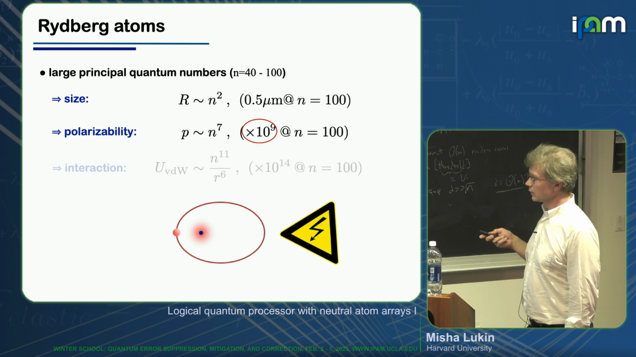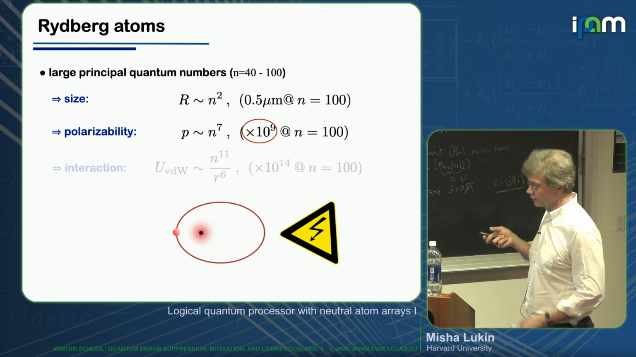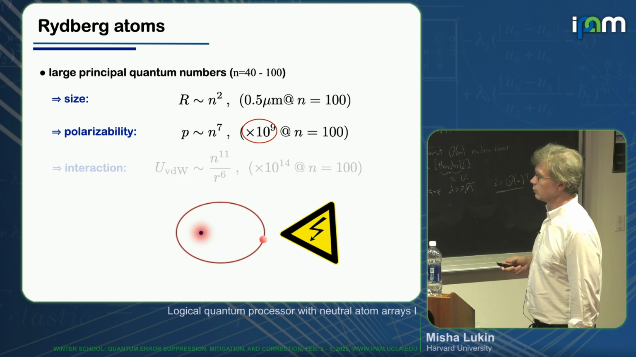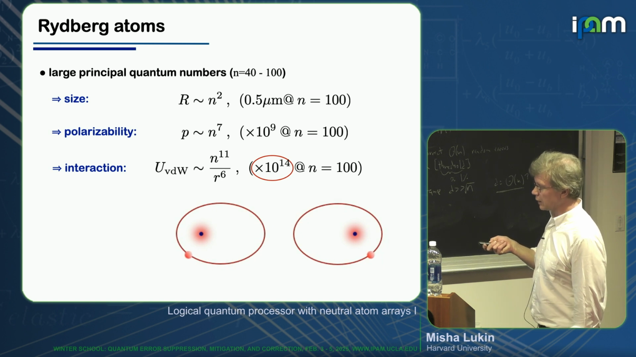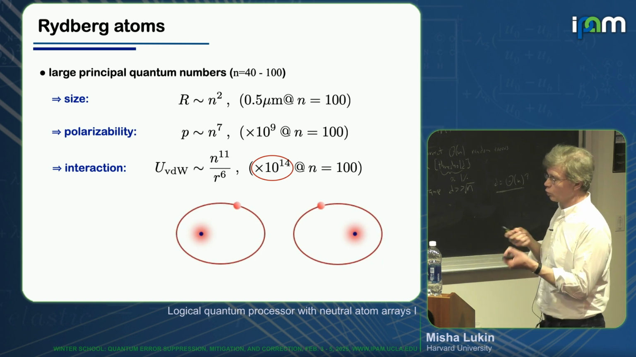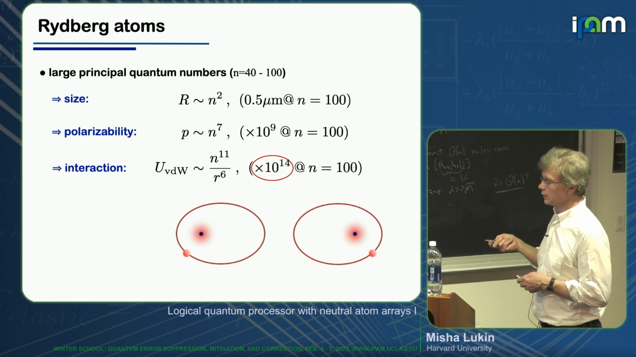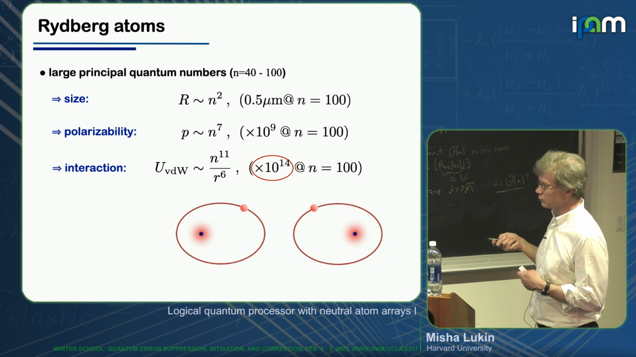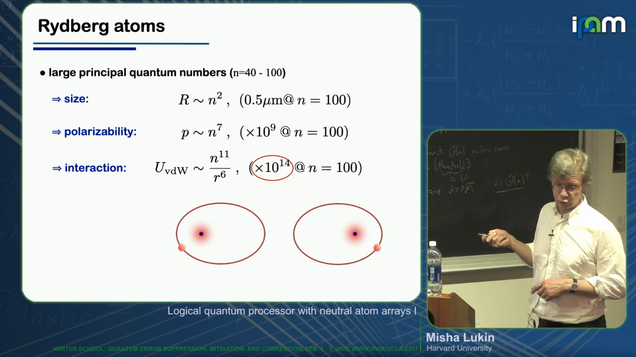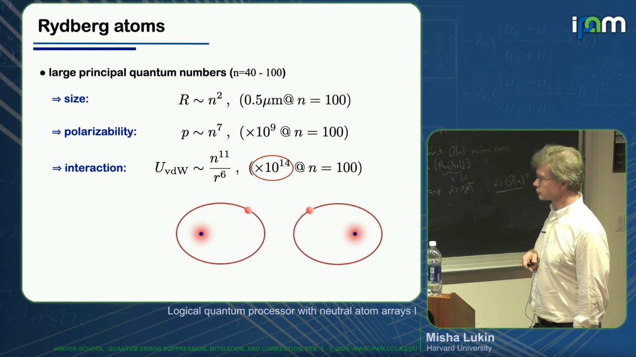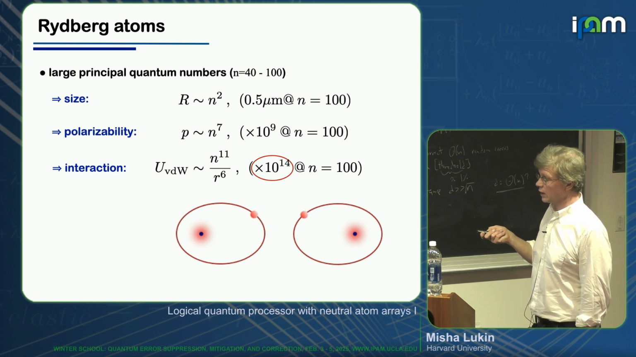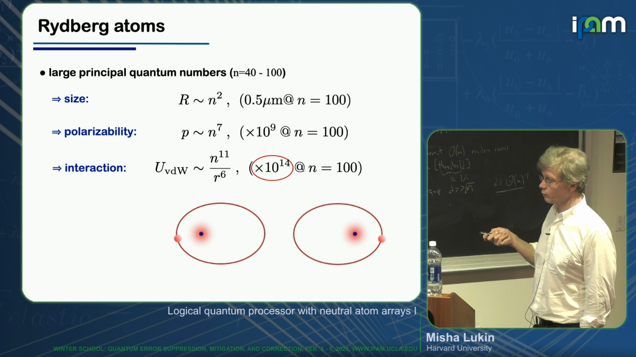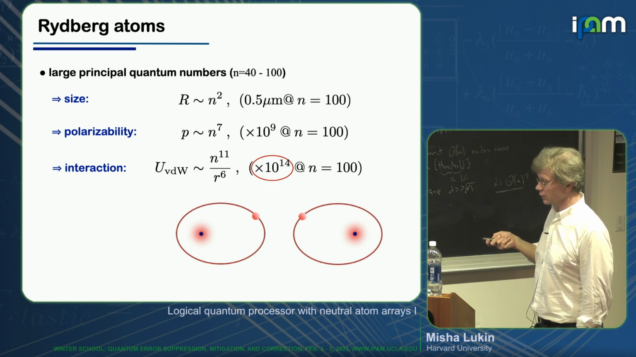As a result, these orbits are very easily polarizable. If you apply an electric field, they can be easily deformed. But most importantly, if you have two atoms sitting next to each other, each of them will try to polarize the other, and they will interact with an interaction strength which scales as the 11th power of the principal quantum number. In fact, for n equals 100, it results in a van der Waals interaction strength which is 14 orders of magnitude larger than the interaction between ground state atoms.